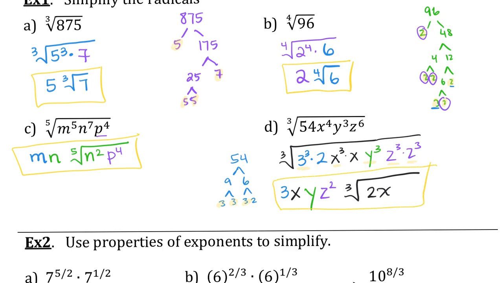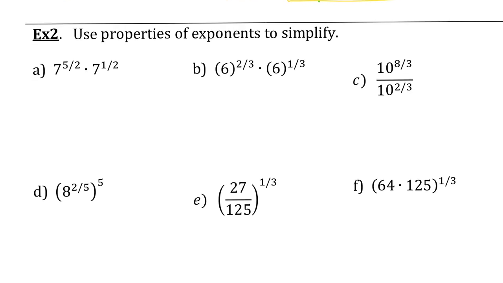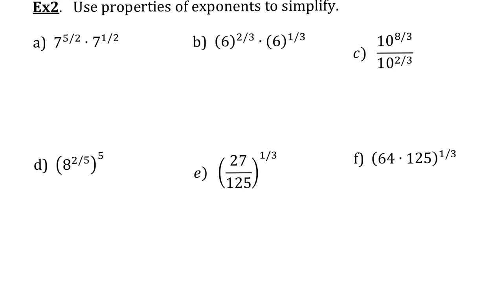Okay, now let's look at properties of exponents. Okay, so for A, I have 7 to the 5 halves times 7 to the 1 half. Since they have the same base, I can add the exponents. 5 halves plus 1 half is 6 halves. Okay, if the fraction simplifies, let's simplify it. 6 over 2 is 3. So 7 to the third, I'm going to punch it in my calculator, and I got 343. And you can use your calculator for the arithmetic, but do show your steps for the algebra.